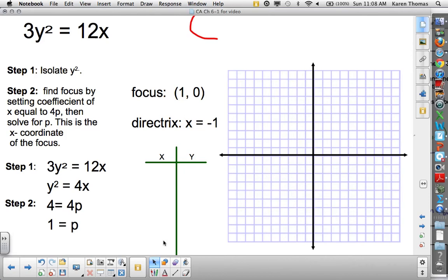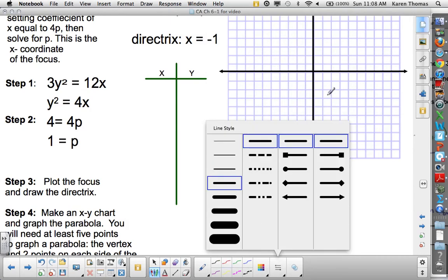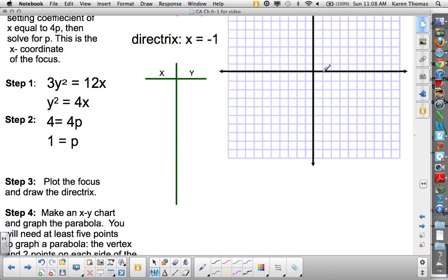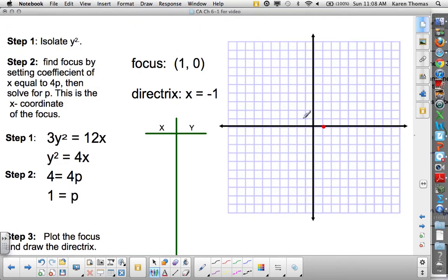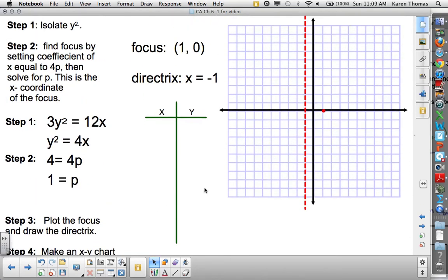So let's go ahead and graph the focus and draw the directrix. Nice big fat point. Here's my focus at (1, 0), and my directrix is the line x equals negative 1. So it's simply a straight line here. When you're graphing these, you do need to show me the focus and the directrix. Next, make an xy chart to graph the parabola. You need at least 5 points to graph the parabola: the vertex, and 2 points on each side of the vertex. These are the points I chose.